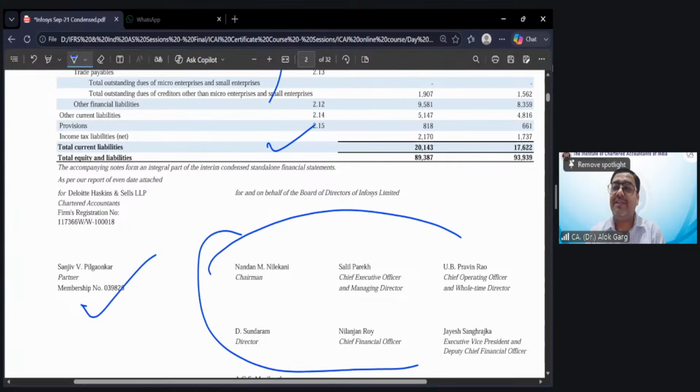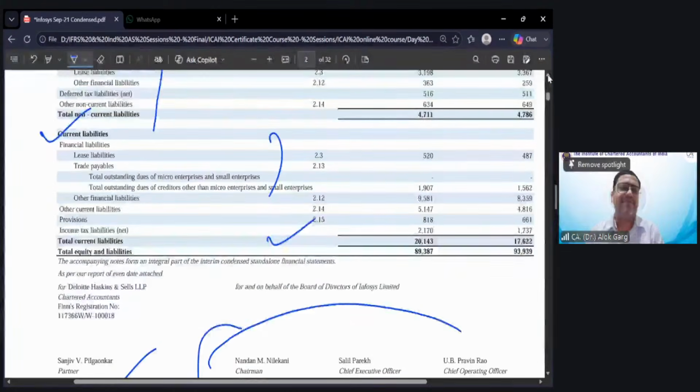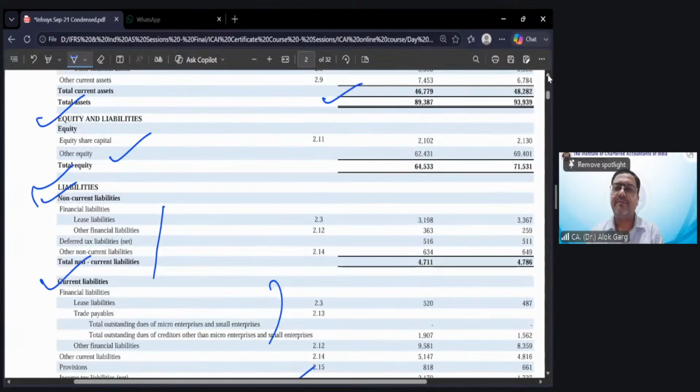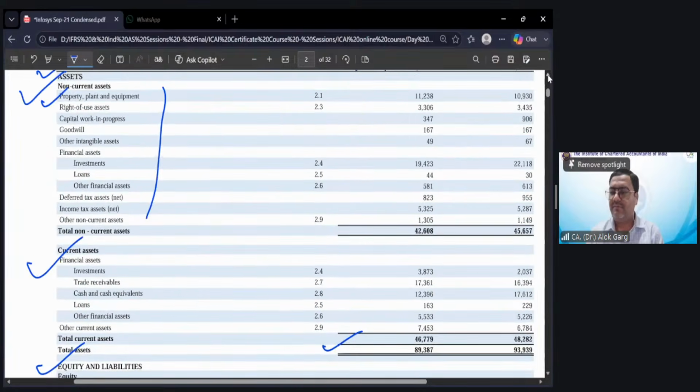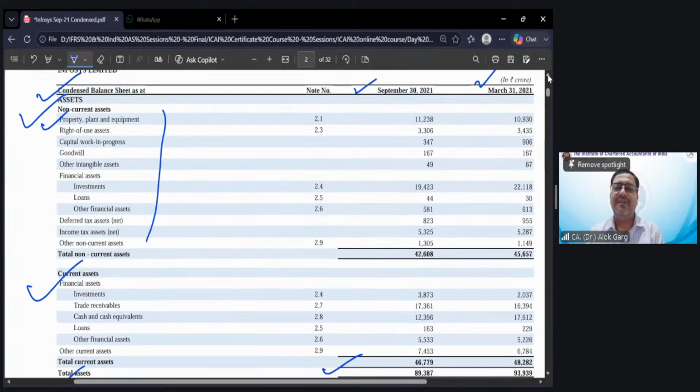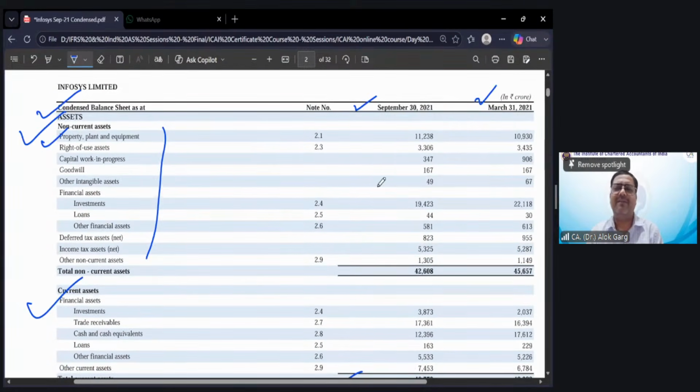Friends, is it a full balance sheet or is it a condensed balance sheet? Is it a full balance sheet or is it a condensed balance sheet, my dear friends? At the top it is written it is a condensed balance sheet. But sir, it is a full balance sheet. Don't you think it is a full balance sheet?